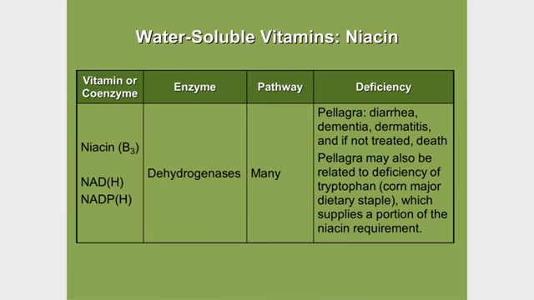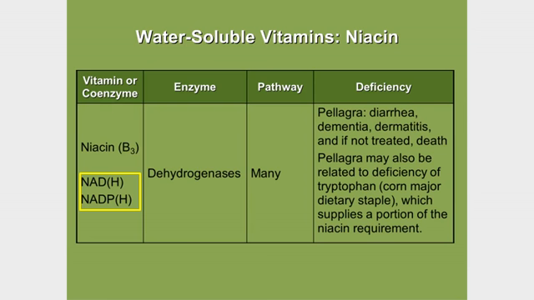Niacin is the vitamin made into the coenzyme NAD, and another coenzyme called NADP. Let me stress, these two coenzymes are not the same. The class of enzymes that use NAD or NADP are called dehydrogenases, and they are specific dehydrogenases. They either use NAD or NADP. They are not interchangeable coenzymes.